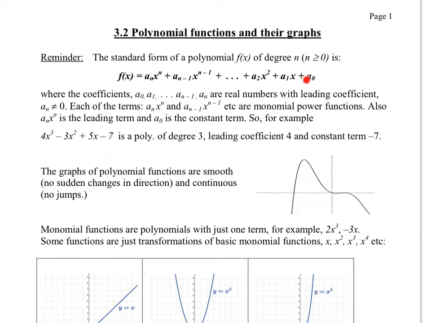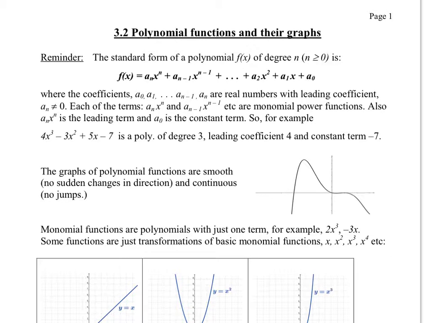The a naught is just a number. The a naught here is -7. It's just that in between here we have as many powers of x as we need. We might have x to the power of 1, x to the power of 2, x to the power of 3, x to the power of 4. This might be x to the power of 5. This might be x to the power of 6. This thing here, the 4x cubed in this example, or the an x to the power of n, is called the leading term, and the an is the leading coefficient.